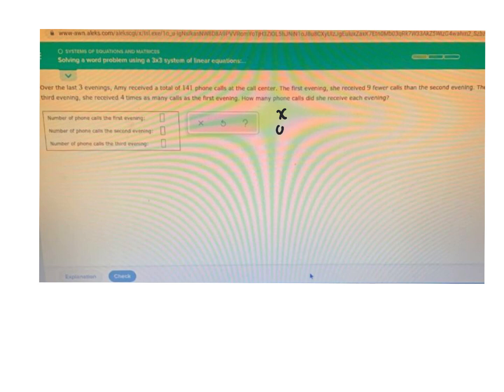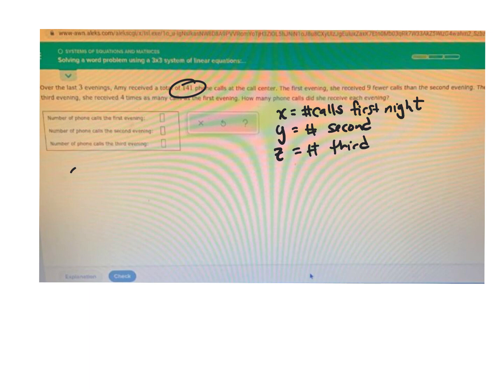So I'm going to call these variables x, y, and z. x will be the number of calls on the first night, and y we'll say is the number on the second night, and we'll say z is the number on the third night. So we know there's a total of 141, so we have x plus y plus z equals 141.